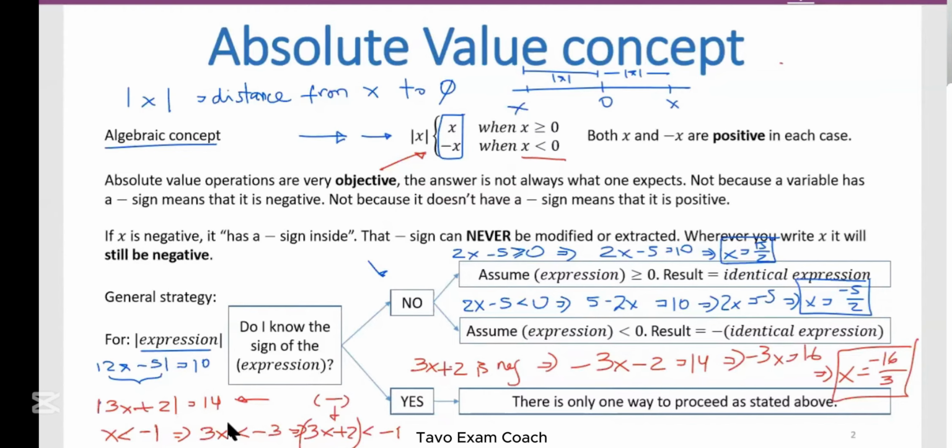So depending on the sign of the expression, whether you know the sign or not, you can choose one of the two strategies. Opening up the expression with absolute value in two different cases, or just the corresponding case according to the sign of the expression.